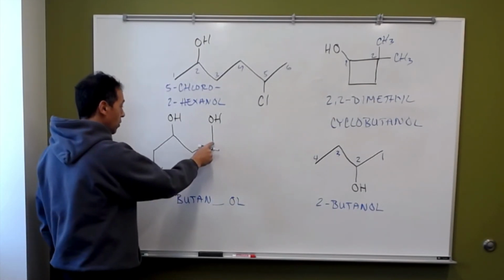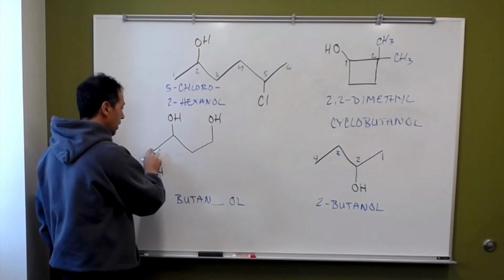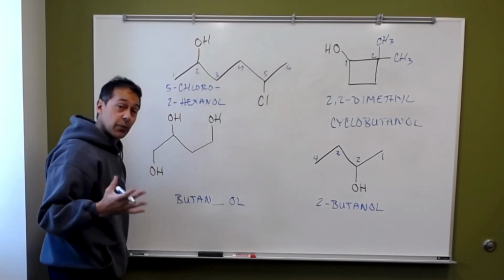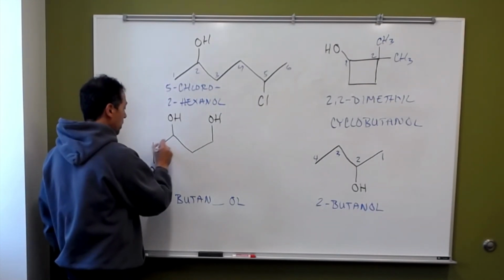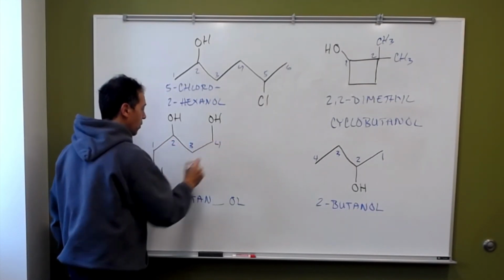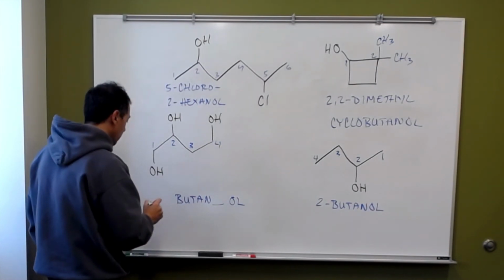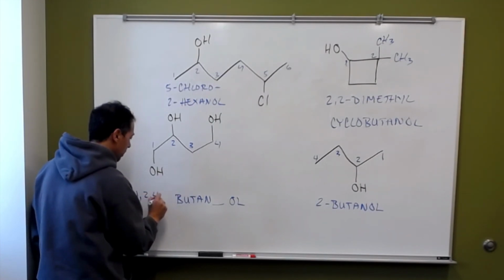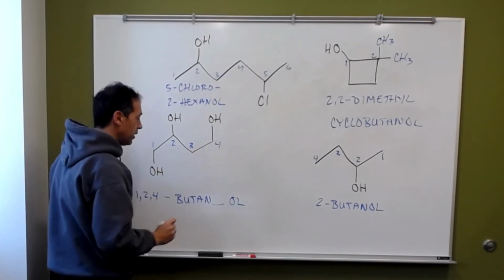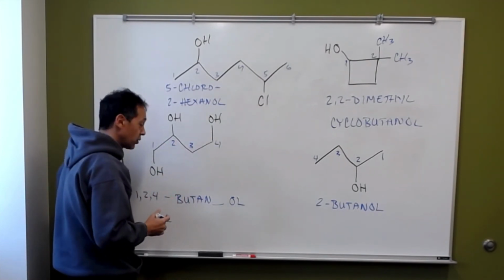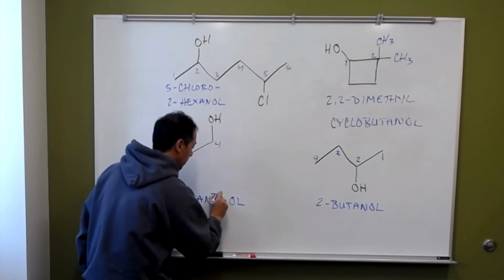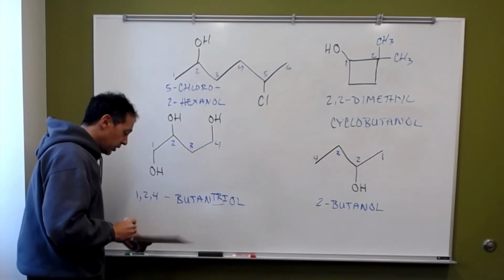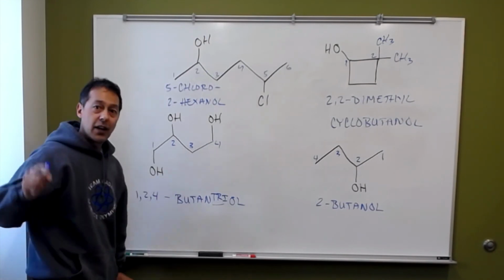And I could go 1, 2, 3, 4, or I could go 1, 2, 3, 4. And I think if I go left to right, I'll end up with smaller numbers. So I'm going to go 1, 2, 3, 4, like this. And so I'll go 1,2,4-butane, and because I have 3 of those hydroxyl groups, butanetriol. There we go. So there's some practice in naming alcohols.